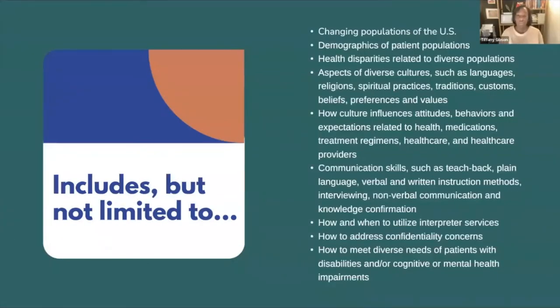Other things to talk about with your students in regards to the complex intersection between diversity, equity, and inclusion and healthcare is this non-inclusive list. This is definitely not everything, but going over the changing population in the United States and the demographics of certain populations in which your students have clinical. Again, talking about health disparities and how it relates to these diverse populations. Aspects of diverse cultures, and how culture influences attitudes, behaviors, and expectations related to health, medication, and treatment. We want to talk about communication skills and different ways to make sure that our patients understand what's happening to them. We want to talk about how and when to utilize interpreter services, how to address confidentiality concerns, and how to meet diverse needs of our patients.